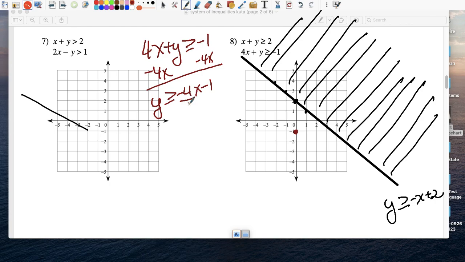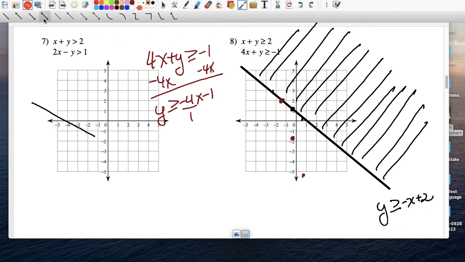So let me put the 4 over 1. So up and down you count 4, left and right you count 1. So 1, 2, 3, 4, and then 1 to the right. 1, 2, 3, 4, and 1 to the left. There, enough points. And this is going to be a solid line, which I'm going to change to red. If you have the luxury of using colors, please do so. I think it helps.